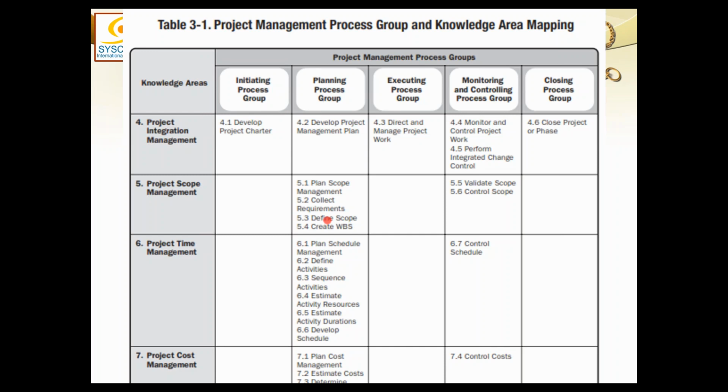So project management plan from scope will get the scope management plan, and there is yet another management plan in scope which is called requirements management plan. So two management plans are coming from scope. From time it gets the schedule management plan. From cost it gets the cost management plan.